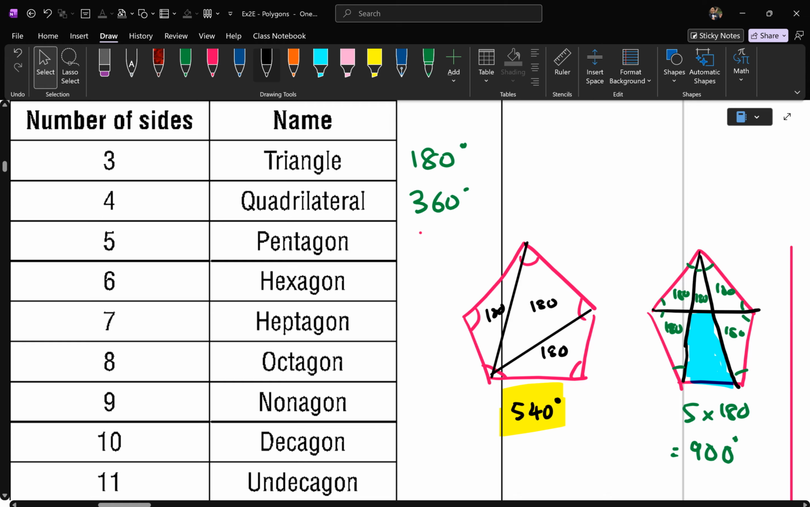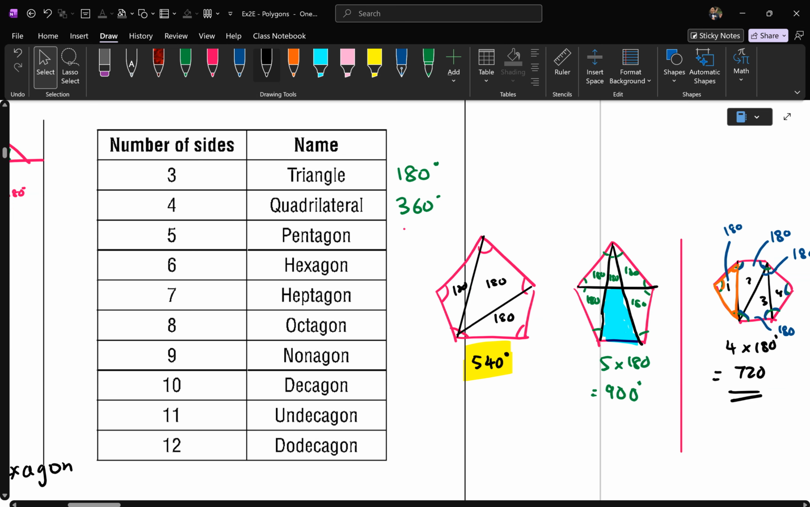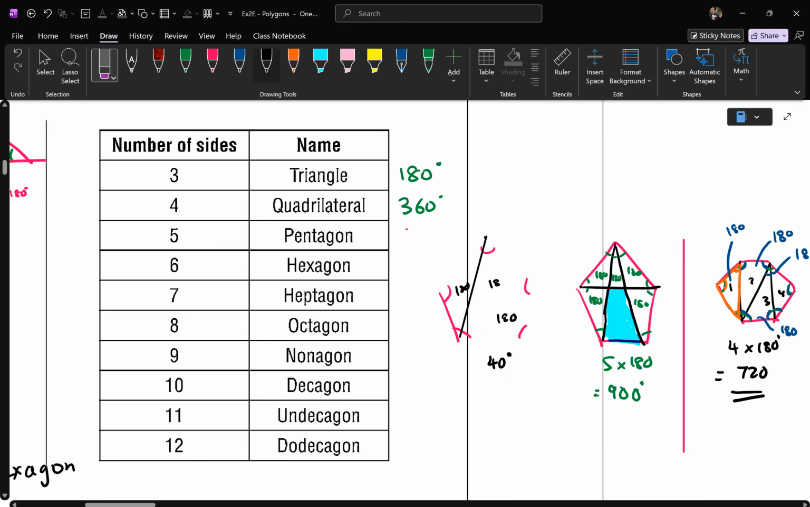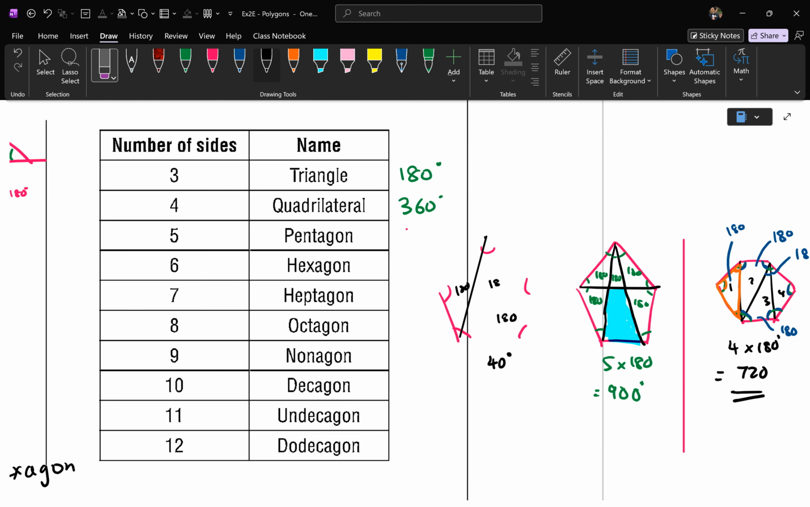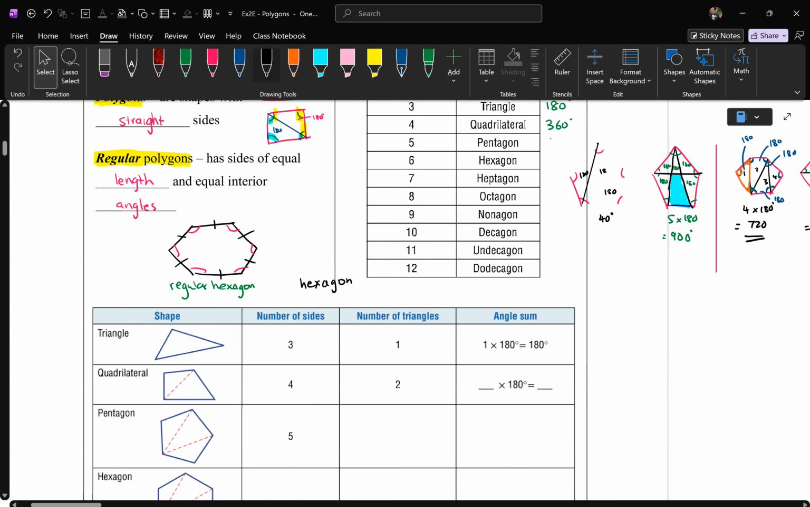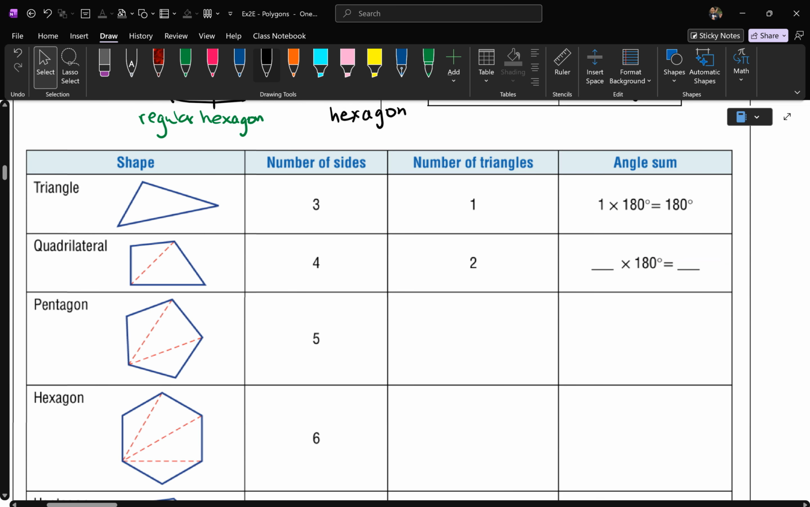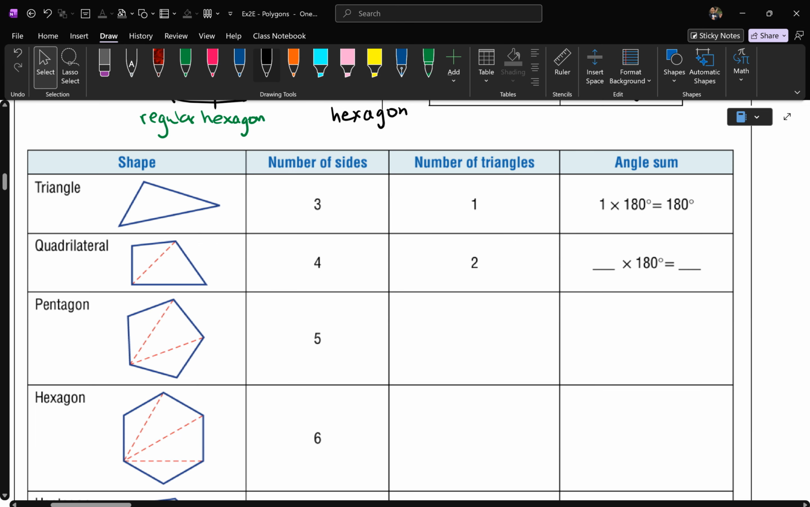Now going back, let's say you didn't understand what I just said. You're like, oh my God, what he just described is so confusing. Then I just want you to see a pattern. Here's a pattern. When you had 3 sides, you had 1 triangle, so it's 180 degrees. 4 sides, you ended up with 2 triangles and you had 360 degrees. So I'll draw it over here. So you can see you got 2 triangles there. So 4 sides makes 2 triangles.